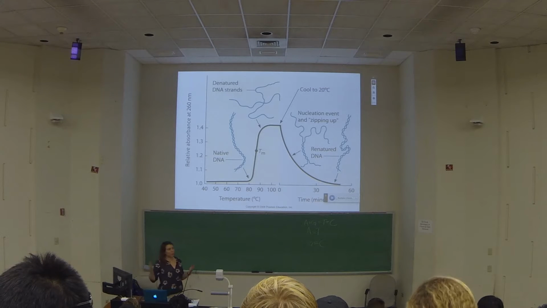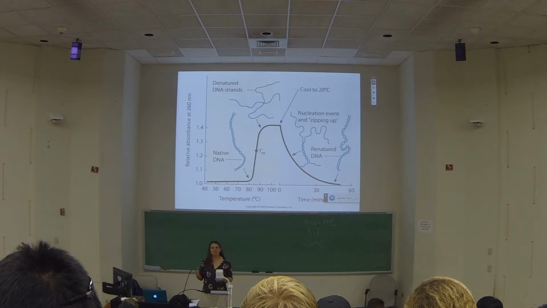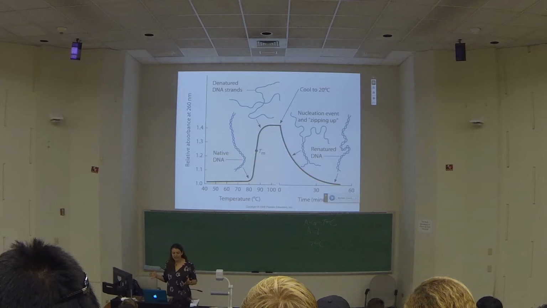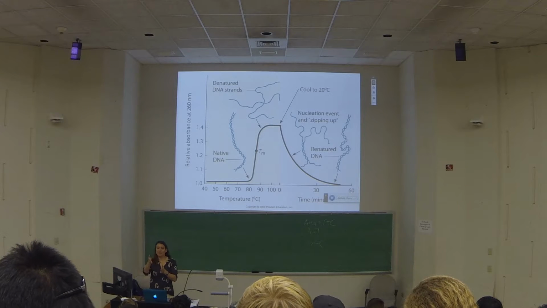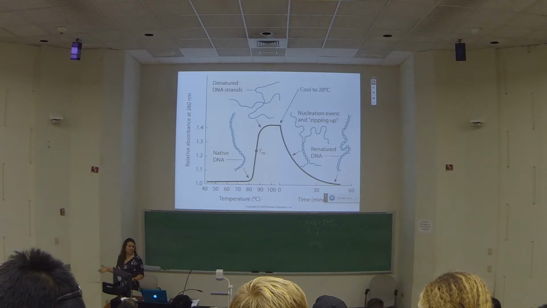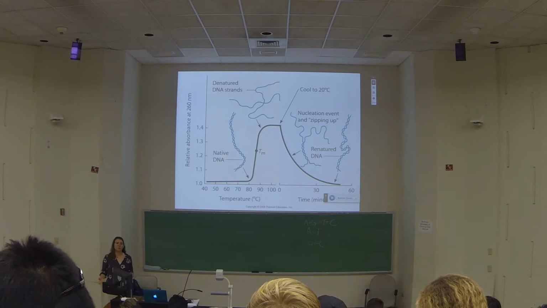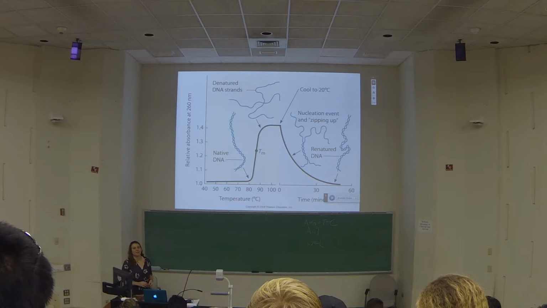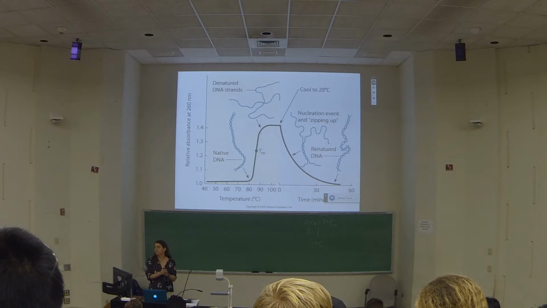If you think about a bunch of single strands floating around in solution, what has to happen for them to reanneal? They have to find the right match. So DNA concentration, more than GC content, controls reannealing kinetics, because it's about finding the proper match to get reannealed.